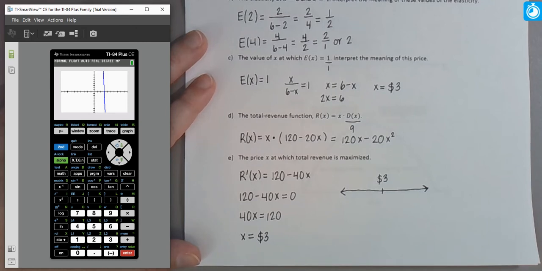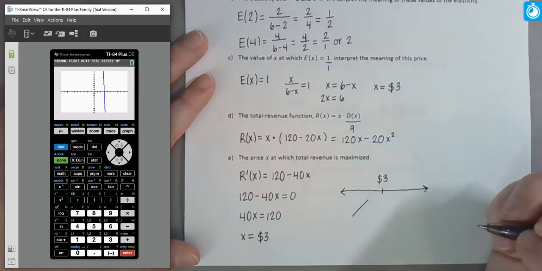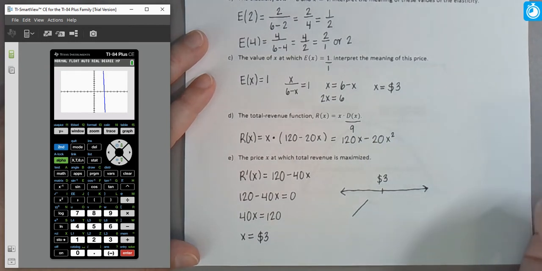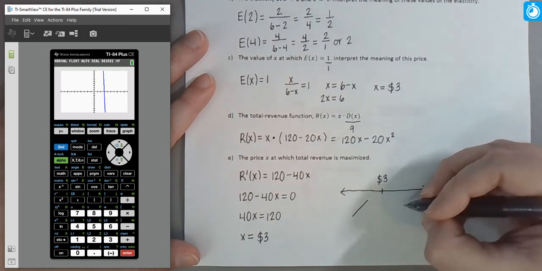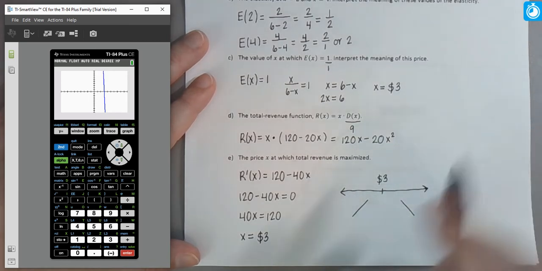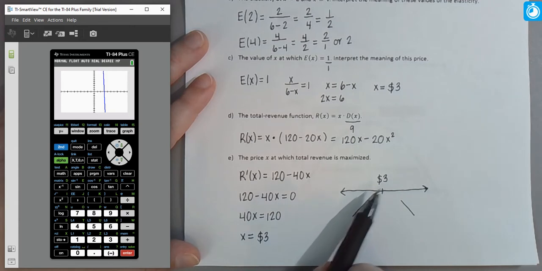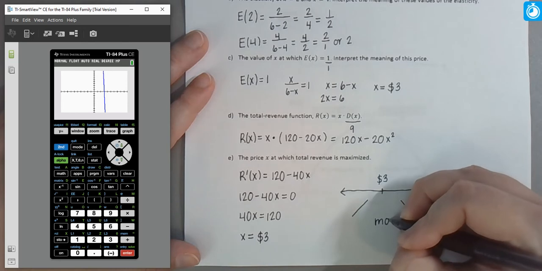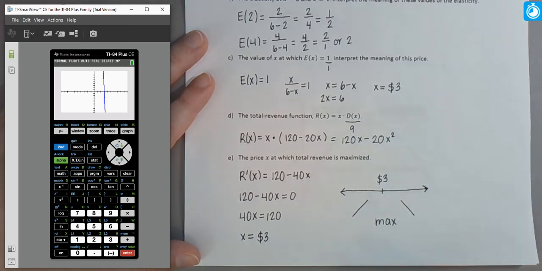That's the one location where this function is going to cross the x-axis, where the whole function is equal to 0. And then notice to the left of that location, our derivative is positive, which means our function would be sloped upward for values less than 3. And then once we cross over, we're below the x-axis, which means our derivative is negative, and our function would be sloped downward. So we go from being sloped upward to peaking to then being sloped downward. So $3 does in fact represent the location for the maximization of our revenue.